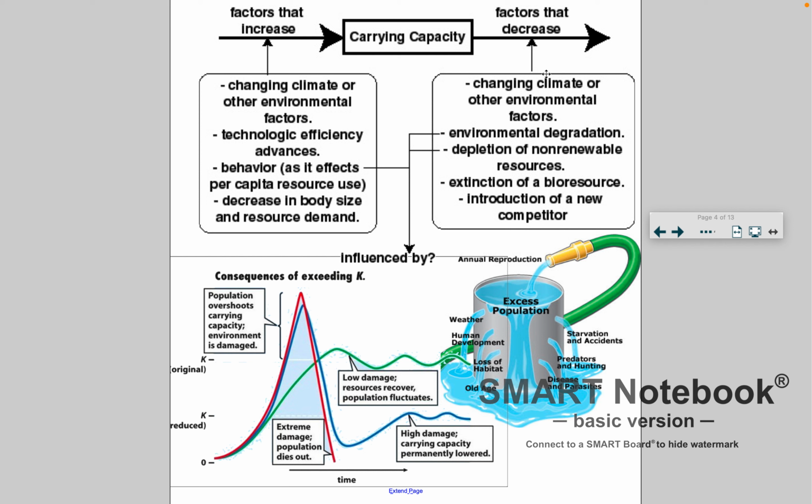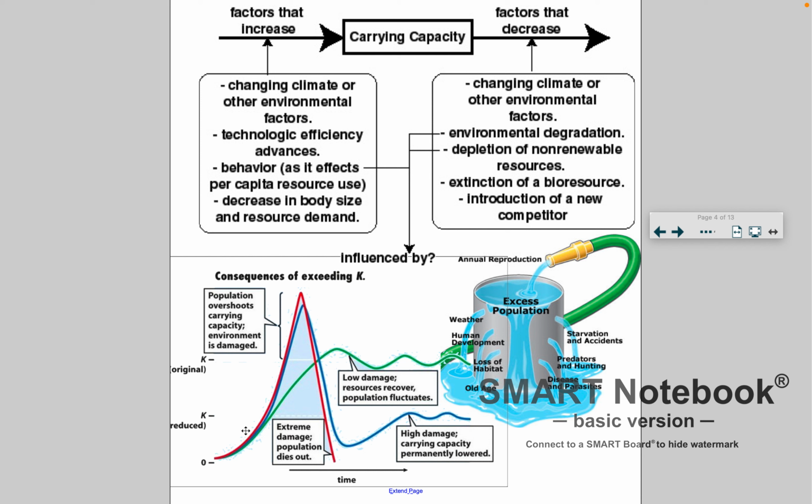Factors that decrease carrying capacity: a change in the climate. Yes, it appears on both sides of that arrow, because if it's detrimental to the organism, then you're going to see the population go down. Environmental degradation, things just not working right, pollution, the energy flow in that ecosystem, depletion of non-renewable resources, extinction of a bioresource, or maybe a new competitor comes in and there's no predator for that new competitor, so it outcompetes everybody.